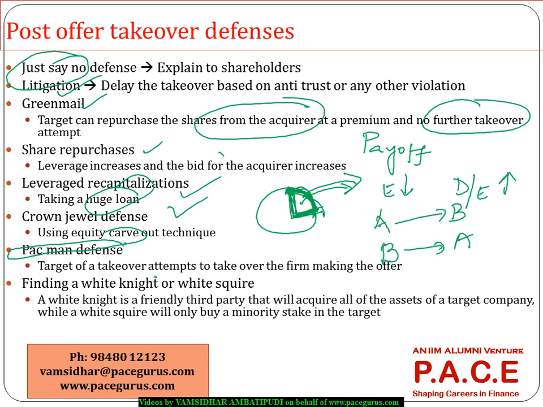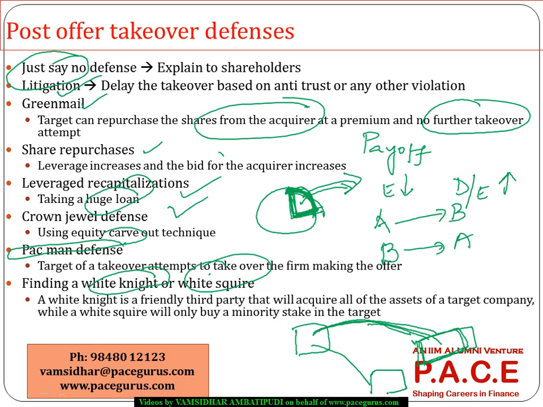Another interesting aspect is to get a white knight or a white squire. White knight is probably selling off your entire company to some friendly third party. This is called a white knight. I'll sell off all my assets to a company which is more friendly with me. When I am saying white squire, I'll sell some stake of my company to a company which is more friendly with me.